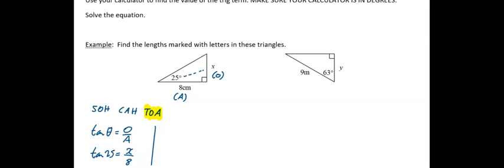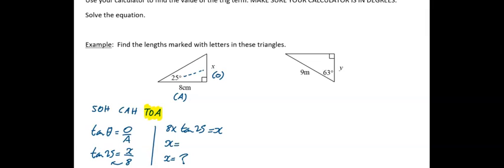Okay, we've a bit of work to do here. What we really want is to find x on its own. We want to find what x is equal to. At the minute, we haven't got x on its own, we have got x divided by 8. Now the opposite of dividing by 8 is multiplying by 8, so this 8 effectively comes across and multiplies. So you'll have 8 times tan of 25 is equal to x.